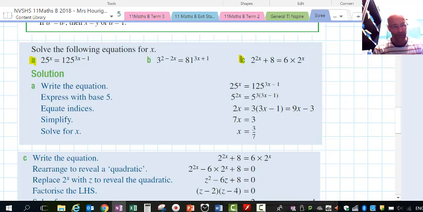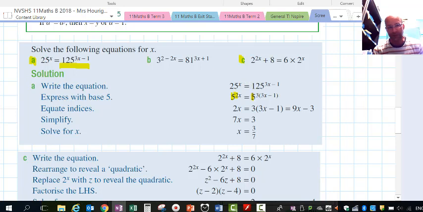We can see 25 to the power x equals 125 to the 3x minus 1. One way of solving this is to put them to the same base. And using our index laws, 25 is 5 squared and it's raised to the x, and using our index law we have 5 to the 2x.